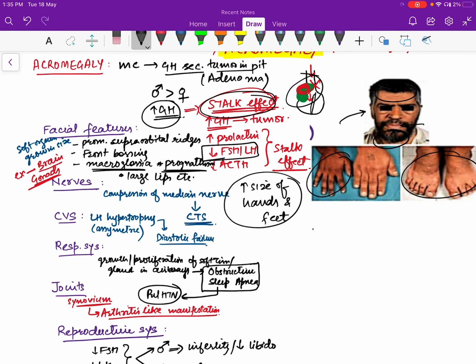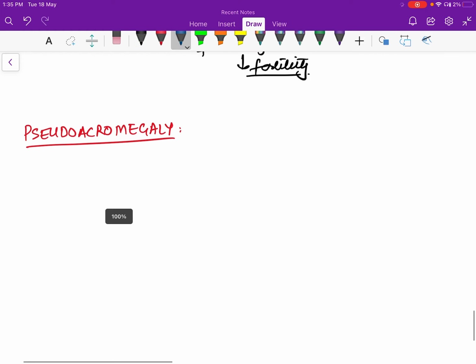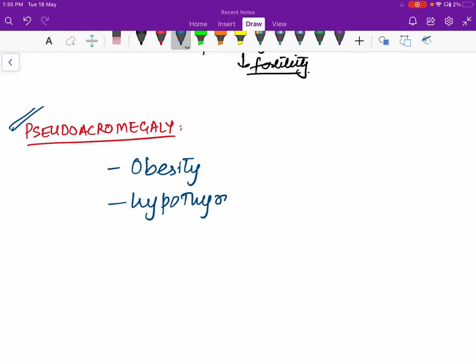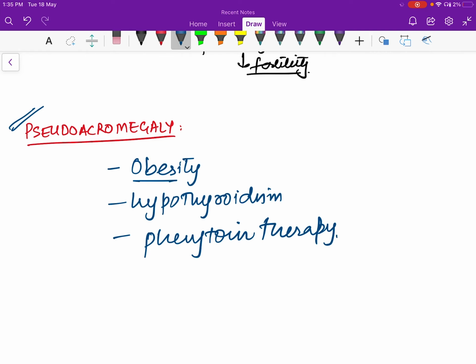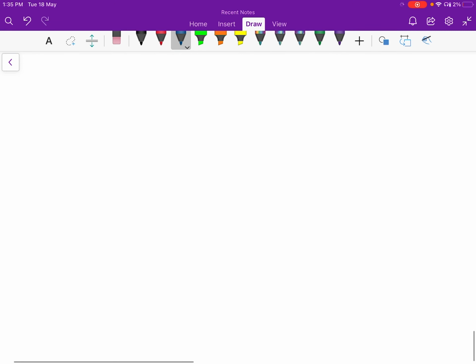Now, there are some other conditions in which the person does not have acromegaly, but the appearance suggests that the person might have acromegaly. So it's similar to acromegaly, but it's not acromegaly. This is called pseudo-acromegaly. It can occur in obesity, in hypothyroidism, and because of phenytoin therapy, and there are some other factors as well. I don't know right now.